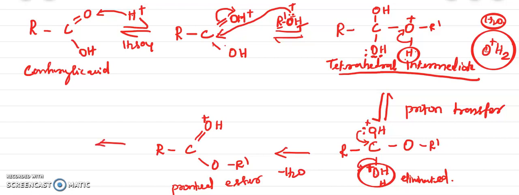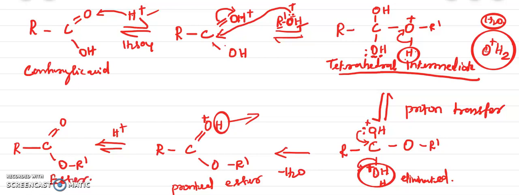Finally, what happened here? I said there is an elimination of H plus ion. In the starting, there is an addition of H plus, and in the end, there is an elimination of H plus ion. So this proton will be eliminated, and you will get the structure of ester. So this is the structure of ester. This is the final product of ester you will get: R, C double bond O, and there is attachment of O, that means oxygen with R dash. So this is the compound of ester as a final product.